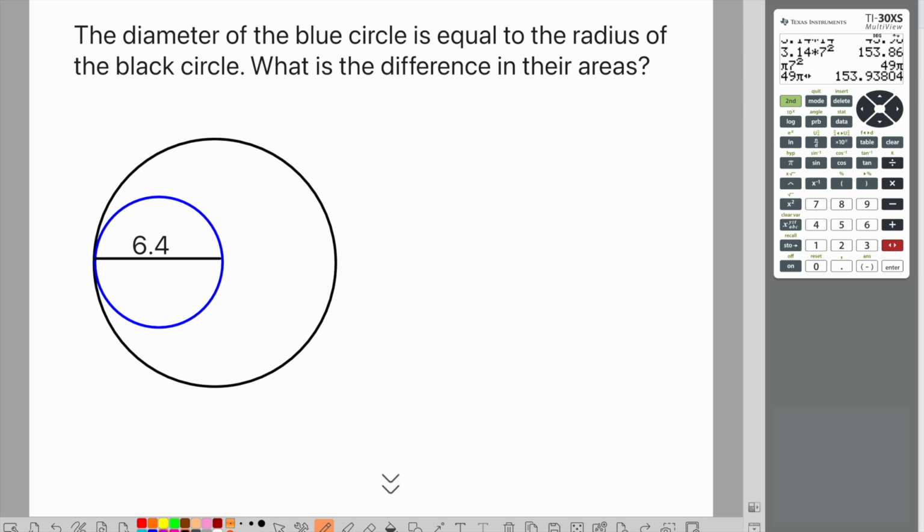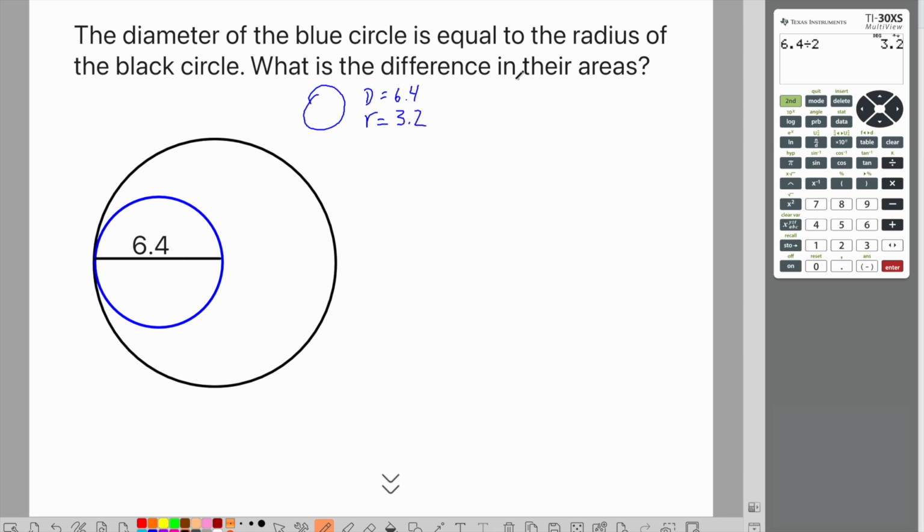So let's use some blue ink here, and let's talk about the blue circle. We know that the diameter is 6.4. Now the radius is half that. So if you don't know how to find half of something, 6.4 divided by 2 is going to give you half. So the radius of that blue circle is going to be 3.2.